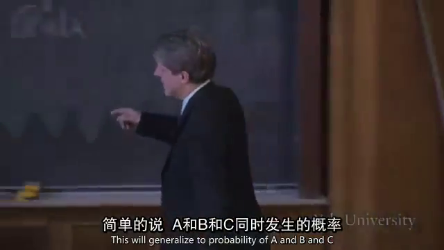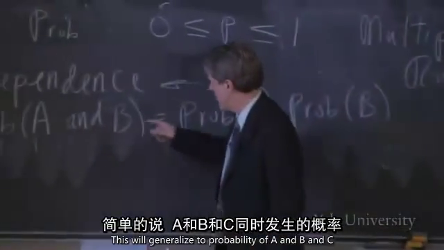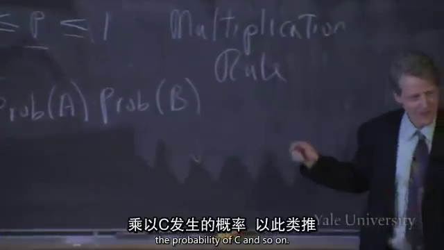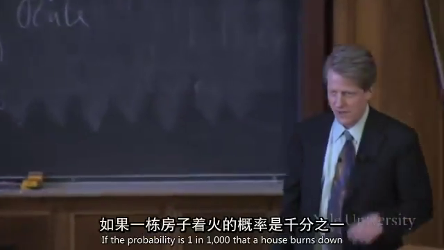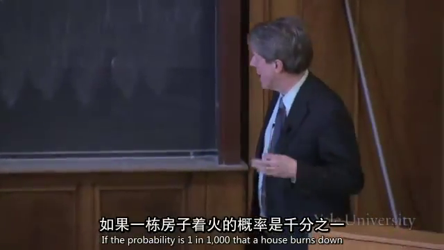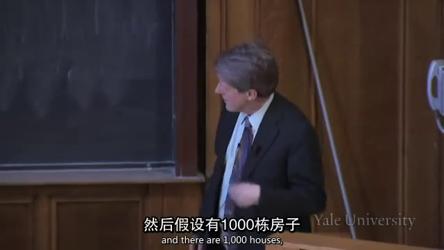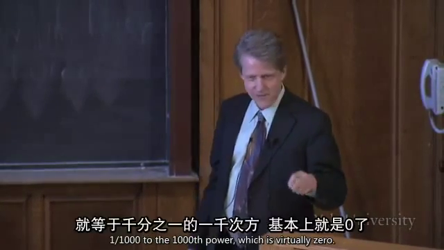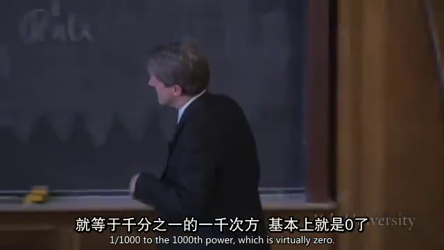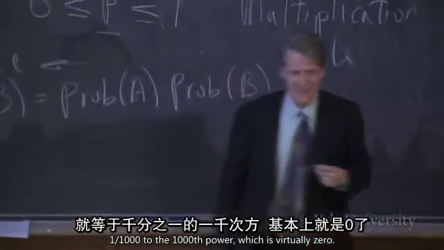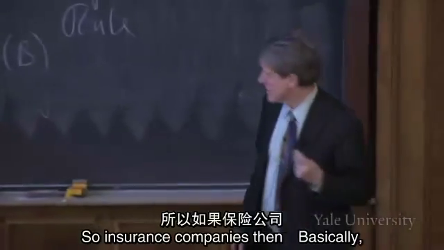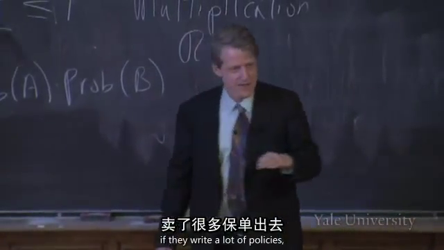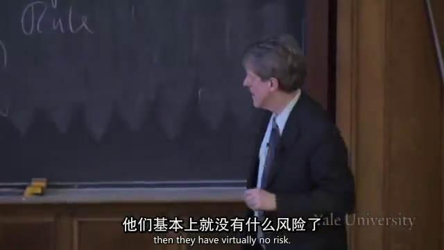This will generalize to: the probability of A and B and C is the probability of A times the probability of B times the probability of C, and so on. So if the probability is 1 in 1,000 that a house burns down, and there are 1,000 houses, the probability that they all burn down is 1/1000th to the 1,000th power, which is virtually 0. And so insurance companies, if they write a lot of policies, have virtually no risk.